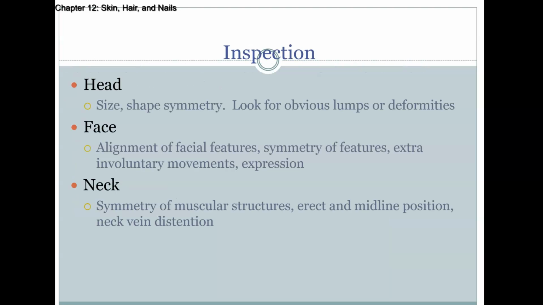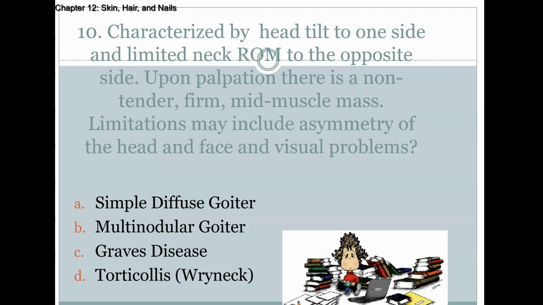Okay, so then you're inspecting, and we already talked about looking at the head for size, shape, symmetry, looking for obvious lumps or deformities. You're looking at all these different things. You want to make sure that the face is aligned. At this point, it's just looking, if the facial features are aligned, if the expressions are appropriate. You're looking at the neck symmetry, whether or not there is vein distension, or something like that.